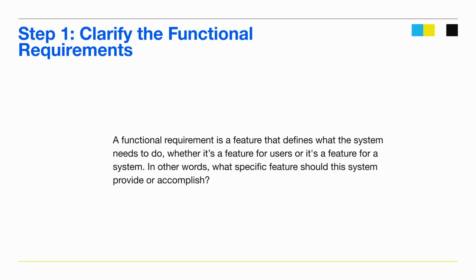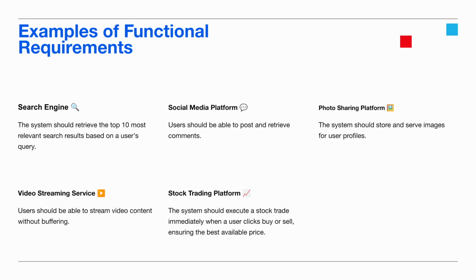Step 1, clarify the functional requirement. So a functional requirement is a feature that defines what the system needs to do. Whether it's a feature for users or a feature for a system, in other words, what specific feature should this system provide or accomplish? And let me give you a few classic examples just to give you an idea of what a functional requirement is.